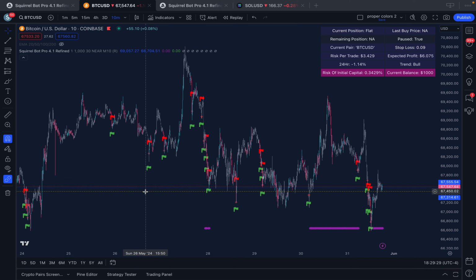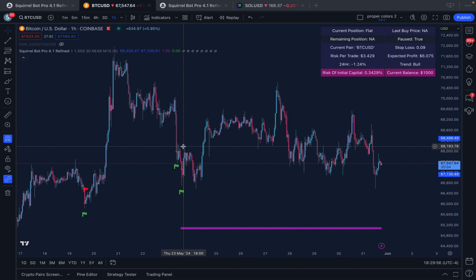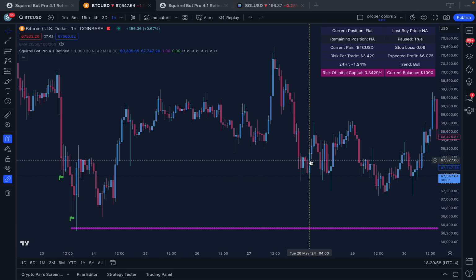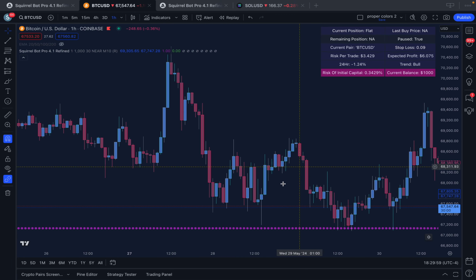So we'll go on Bitcoin. Let's see if we can find a good sweep. I don't want to use this because this is a bit too obvious, but there's got to be something that works. But that one's pretty good. Something like this. Okay. So let's look at this price action over here.